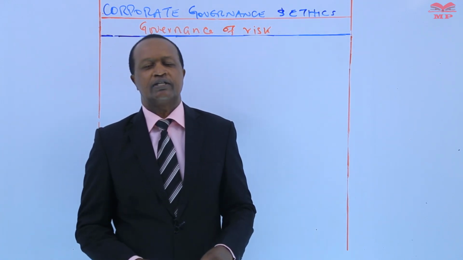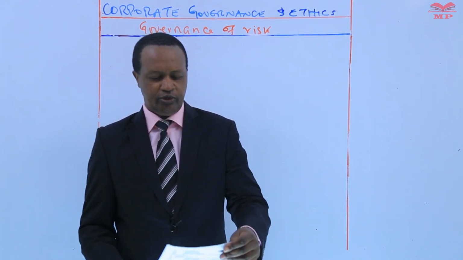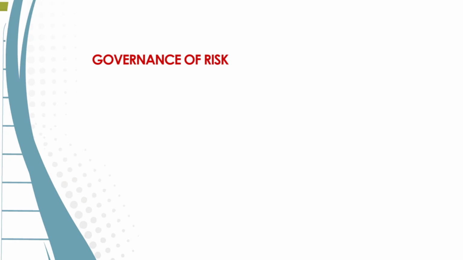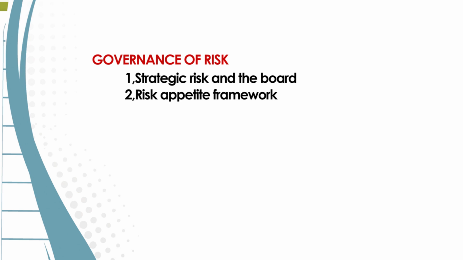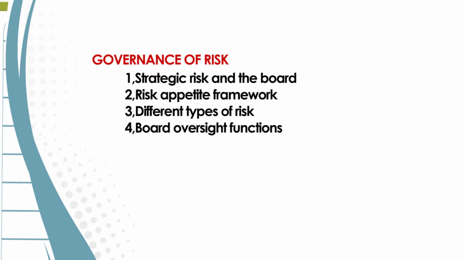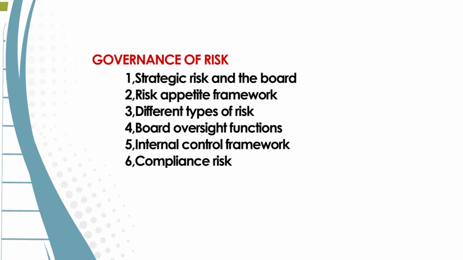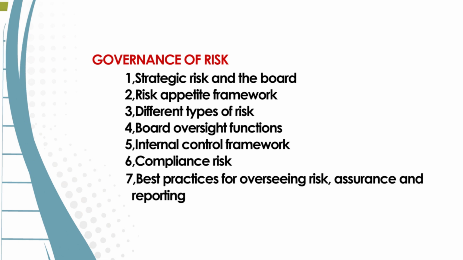The subject is corporate governance and ethics. Today we are starting on a new topic known as governance of risk. This topic has 7 subtopics, namely: 1. Strategic risk and the board. 2. Risk appetite framework. 3. Different types of risks. 4. Board oversight functions. 5. Internal control framework. 6. Compliance risk. 7. Best practices for overseeing risk assurance and reporting.